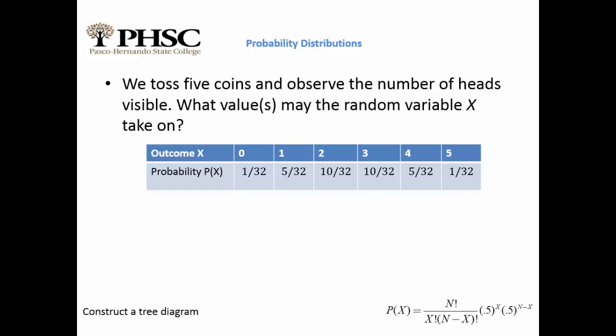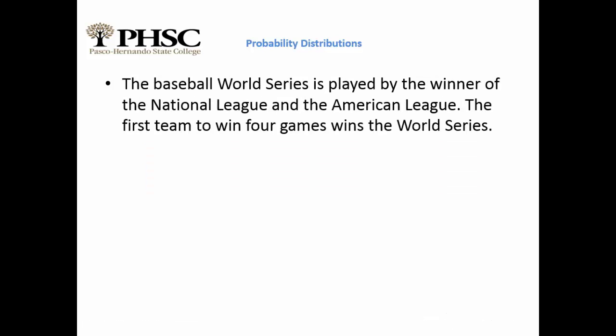And actually, if you do a tree diagram, you would end up with the 32 possibilities. There's only one way, so 1 out of 32, to get 0 heads, or 1 out of 32 to get 5, or 5 out of 32 to get either 1 or 4, or 10 out of 32 to get 2 or 3. Now, this formula at the bottom is the binomial formula. Later on in the course, we'll learn how to use this formula, and we can calculate this without constructing a tree diagram.